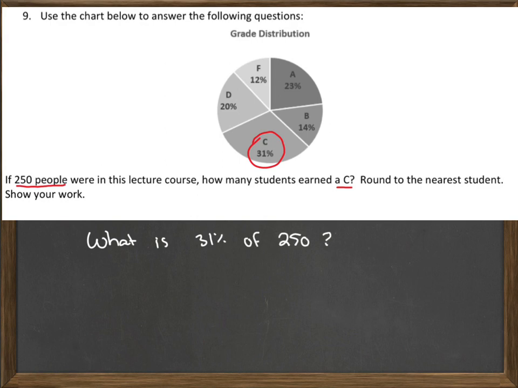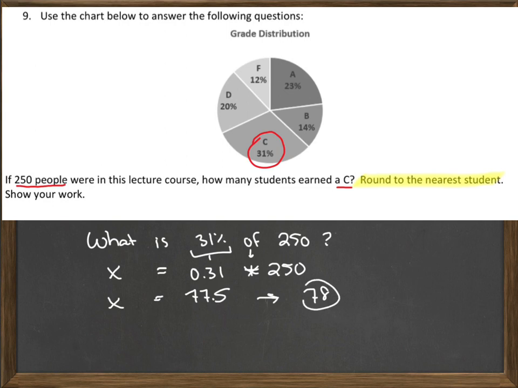And this is actually a skill that you learn back in developmental math, okay? So that's x equals 31%, we rewrite that as a decimal, 0.31, of means multiplication, and then we have 250. So you can type into your calculator 0.31 times 250, and when you type that in, we get 77.5. However, the question says round to the nearest student, right? Because you can't have half a student. So 5 and above, give it a shove. So we were going to round this up to about 78 students. Okay, so about 78 students earned a C in this lecture course.